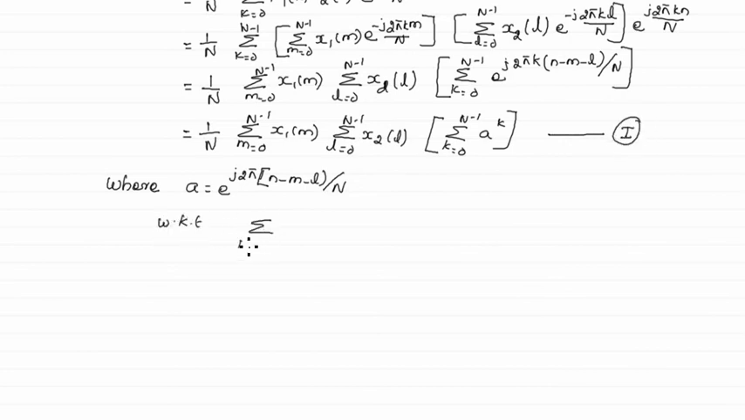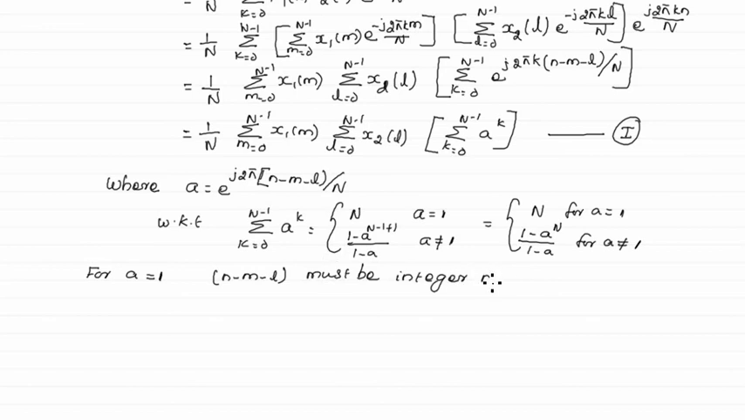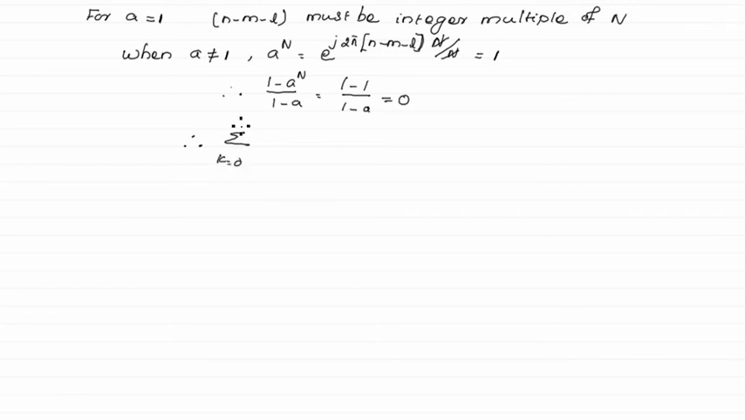We know that summation k equal to 0 to N minus 1 a power k will be equal to N if a is equal to 1, and it is equal to 1 minus a power N divided by 1 minus a if a is not equal to 1. For a equal to 1, the exponential term must be equal to 1. To get that exponential term equal to 1, n minus m minus l must be an integer multiple of capital N. When a is not equal to 1, that a power N term will be equal to 1. So 1 minus a power N by 1 minus a, when you substitute that value, will be equal to 0. Therefore, from equation 1, summation k equal to 0 to N minus 1 a power k will be equal to N for a equal to 1 and 0 when a is not equal to 1.